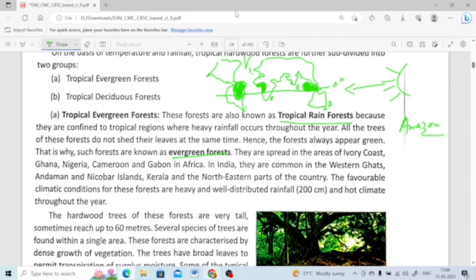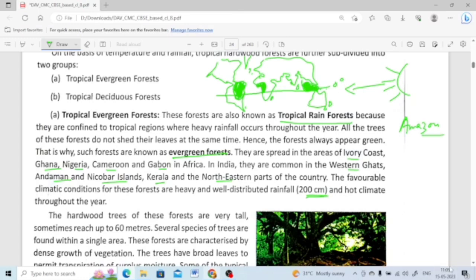They are spread in the areas of Ivory Coast, Andaman and Nicobar Island, Ghana, Nigeria, Cameroon, Gabon in Africa, in India, in Western Ghats, Andaman Nicobar Islands also we get. Kerala and northeastern part of our country. So where we are receiving a good amount of rainfall and a moderate heat, there will be tropical rainforest. The favorable climatic conditions for these forests are heavy and well distributed rainfall, 200 centimeters rainfall, and hot climate throughout the year.